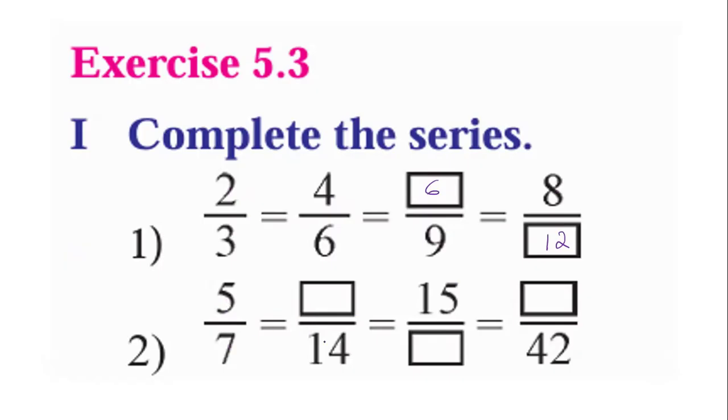5 by 7. Here 2 is multiplied by 7, we get 14. 2 is multiplied with 5, we get 10. Here 15, this becomes 21. 5 4s are 20. 5 6s are 30. 7 6s are 42.